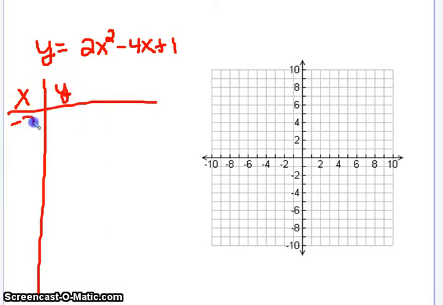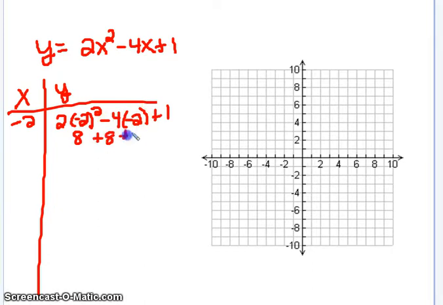And I'm just going to start at -2. I don't know where else. I think right now that's what we're going to do. We have 2 times -2 squared minus 4 times -2 plus 1. Well, -2 squared gives me 4, and 4 times 2 gives me 8. -4 times -2 gives me a positive 8. And then plus 1. 8 plus 8 is 16, plus another one is 17.